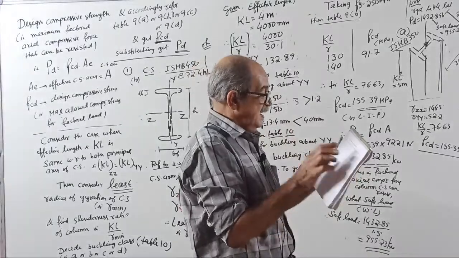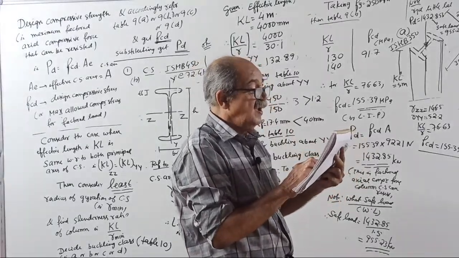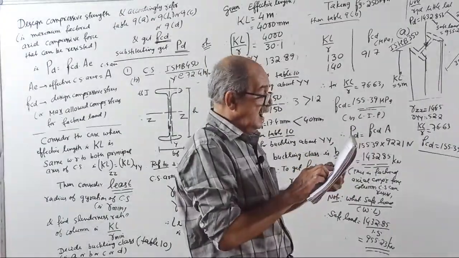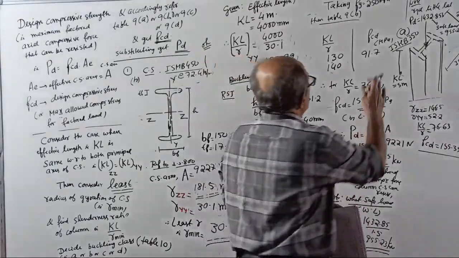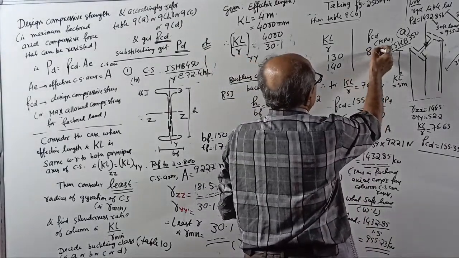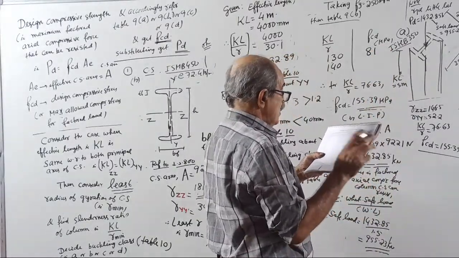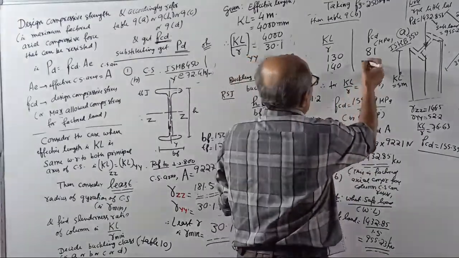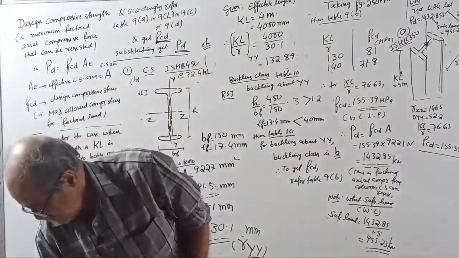For 130, FY 250. 91.7. Correct. 130 is 81, and for 140 it is 71.8. Okay, FCD value.